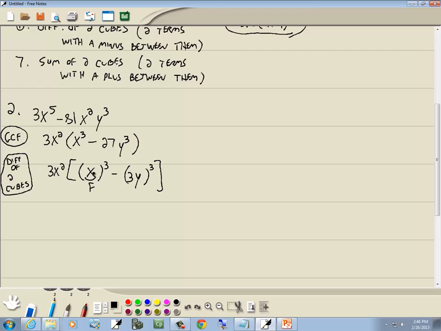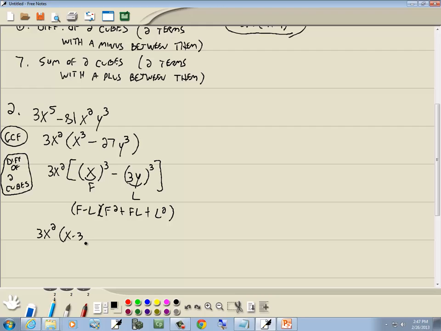Now, what's in my first set of parentheses? We label it F for first. And what's in my last set of parentheses? L for last. And our formula for difference of two cubes is F minus L, and F squared plus FL plus L squared. 3x squared carries down. Now everywhere I have an F, I'll plug in x, and everywhere I have an L, I'll plug in 3y.